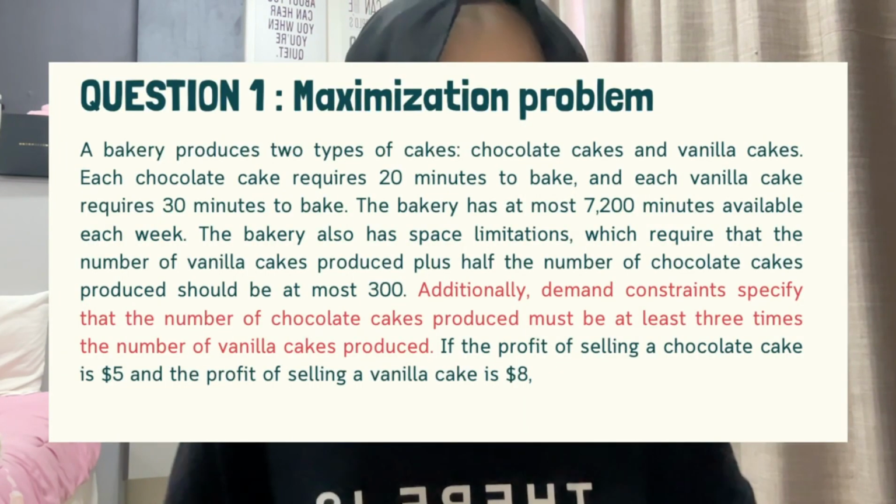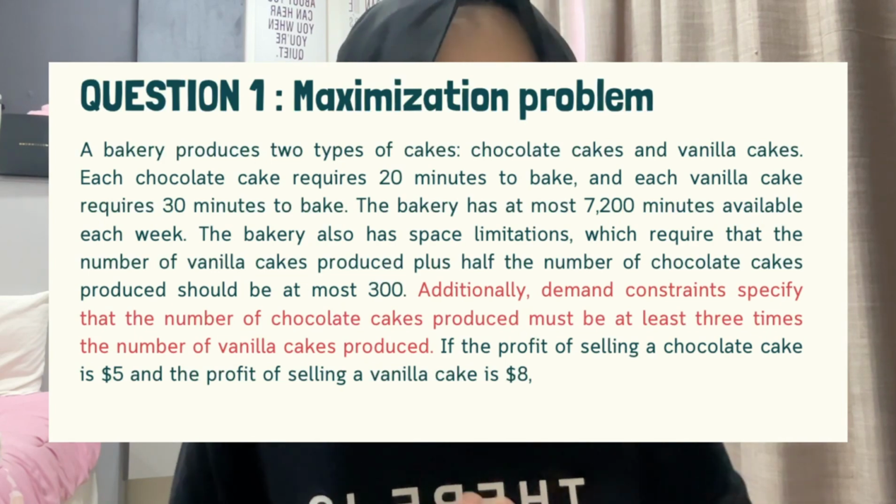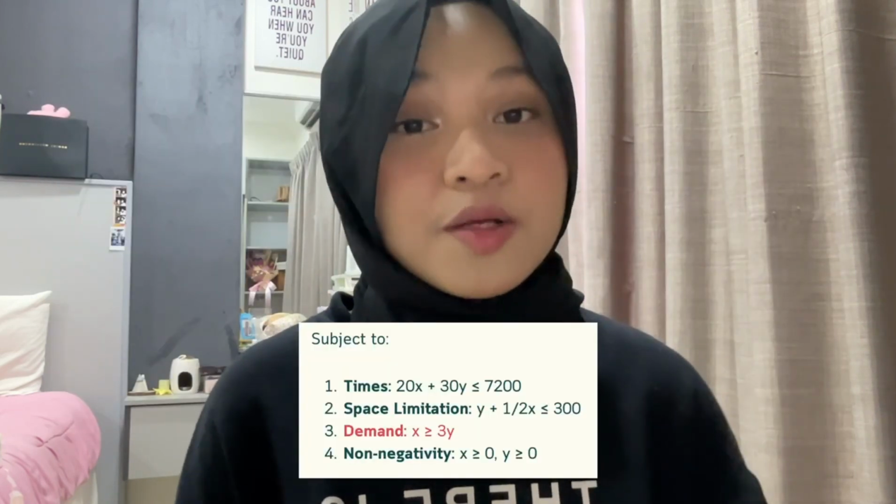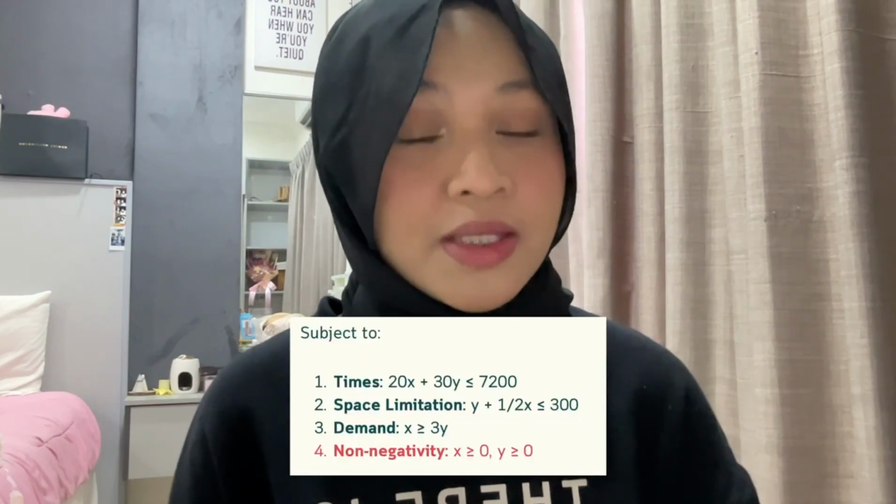The third constraint is the demand constraint, where the bakery should produce at least 3 times as many chocolate cakes as vanilla cakes. So we write it as x ≥ 3y. For the non-negativity constraint, both x and y need to be greater than or equal to 0, because we can't produce negative cakes.